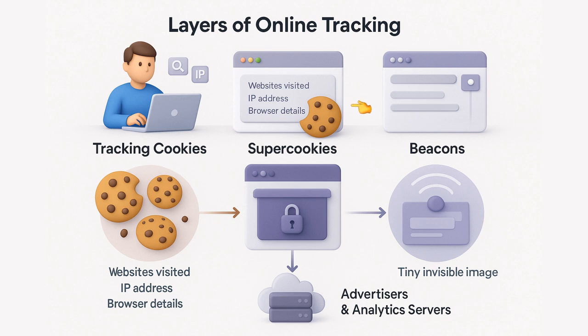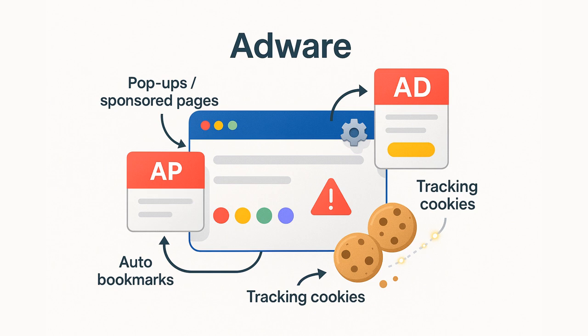Super cookies store data in hidden ways, like browser cache or headers, making them harder to delete. And then you have your beacons. These are tiny invisible images on websites. When your browser loads them, it sends information back to the server, revealing your browsing habits. Alright, and then you have your adware. Adware is software that changes your browser settings. It adds bookmarks or opens sponsored pages. It allows more tracking cookies, and it comes as a program or browser extension.